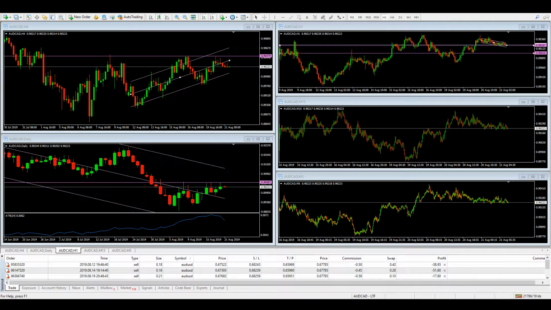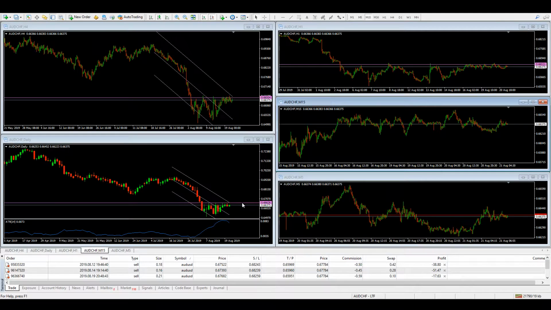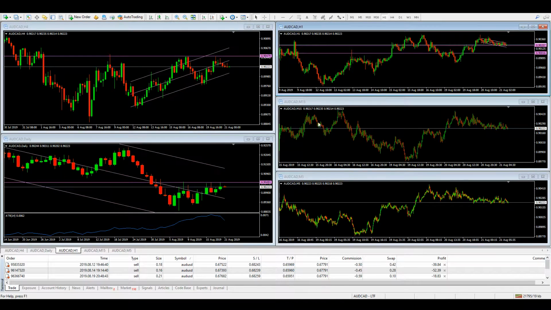So the next one that we're looking at is another Aussie cross, which is going to be a very similar setup to the one I've just discussed. The price action on this is almost identical. Let's have a look.